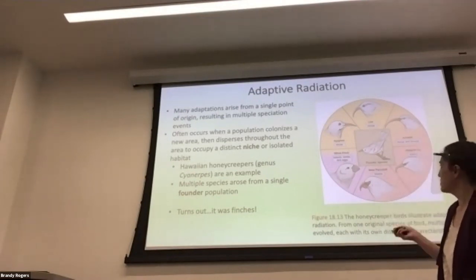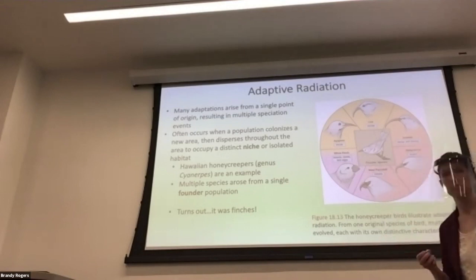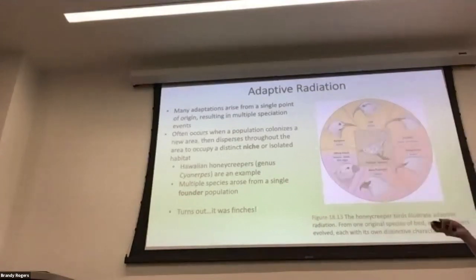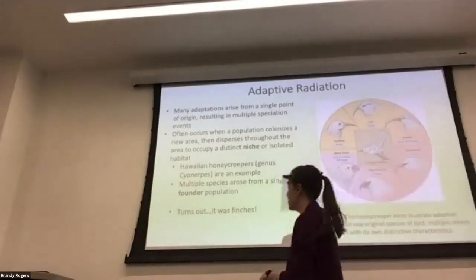Okay, they're all well adapted to their own niches. Some of them eat bugs, some of them eat nectar. They have different beak shapes. Really similar story, right, to the Galapagos finches.